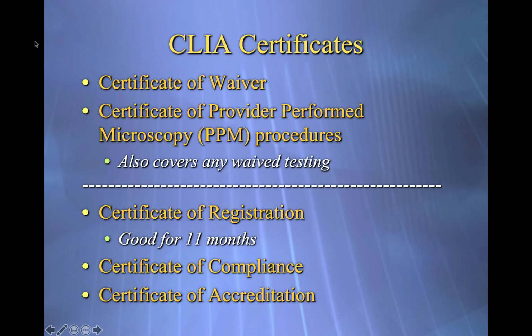Okay, a little bit on just the CLIA certificates, because there's multiple types. Everyone thinks there's only one type. There's several. Certificate of waiver, and we're going to talk about what waived tests are. Certificate of provider performed microscopy procedures, and this also covers any waived testing done at the same location. So those ones above the line are things that might be done in a physician's office, group practice, maybe a hospital clinic, or somewhere in the hospital outside of the clinical laboratory where they're doing limited testing, typically right there while the patient is there to get an actionable result.